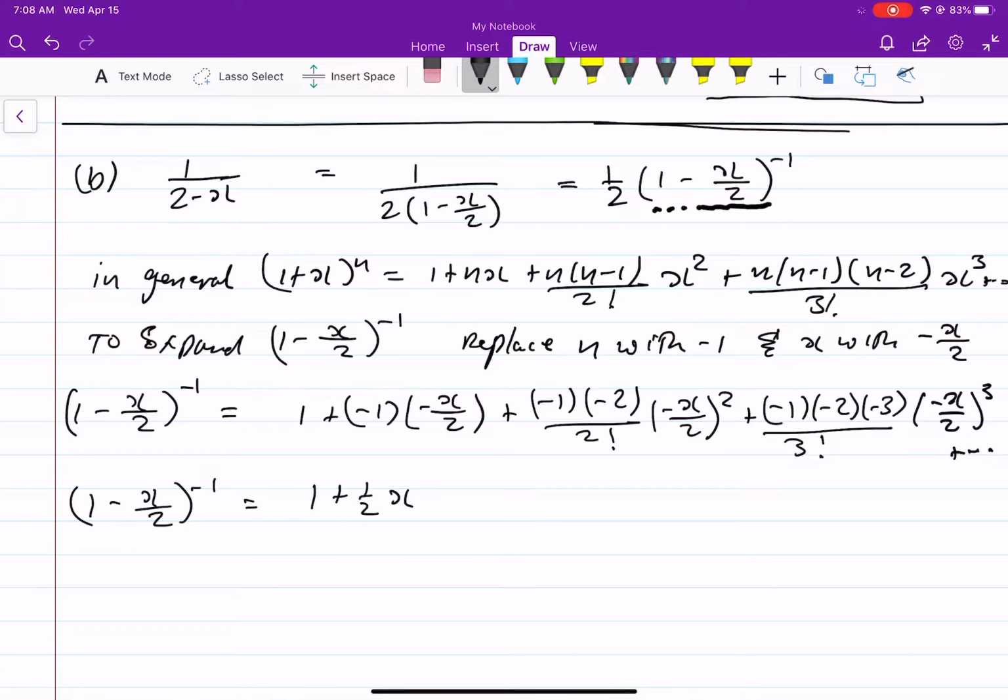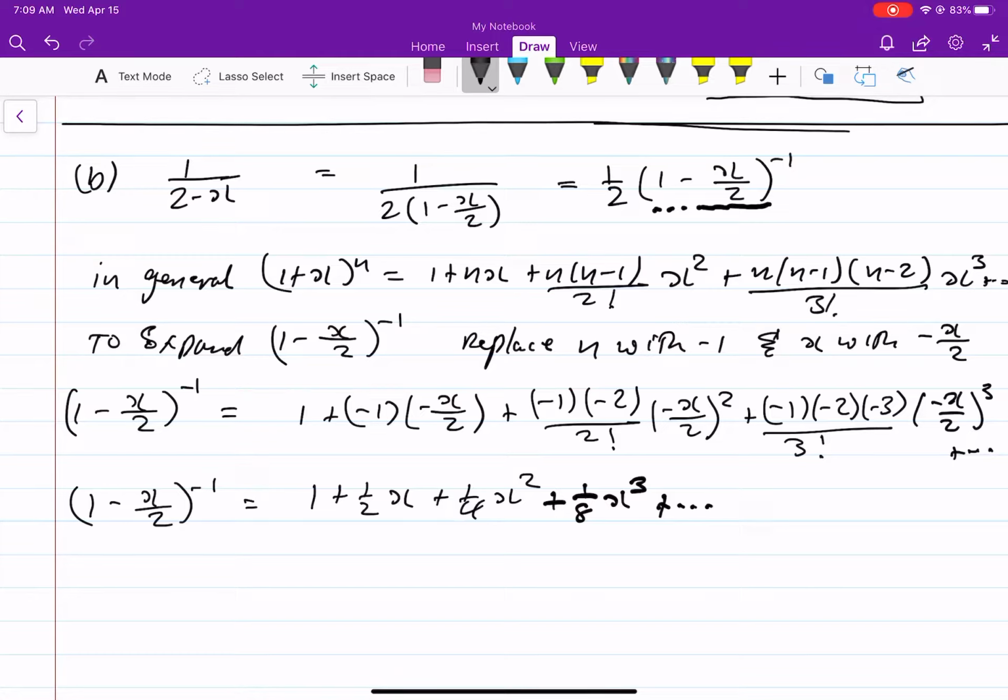The 2 upon 2 factor will cancel out, and I'm left with a quarter x squared. I can double check my arithmetic there again. Quarter x squared. The minus 1, minus 2, and minus 3 is minus 6. 3 factorial is also 6. So that leaves me with a minus 1 in front. The minus x upon 2 all cubed gives me a minus x upon 8. So finally I get plus 1/8 x cubed. That's a minus, plus, all the front cancels out, and I'm just left with 1/8. Again, I think I'm right there.